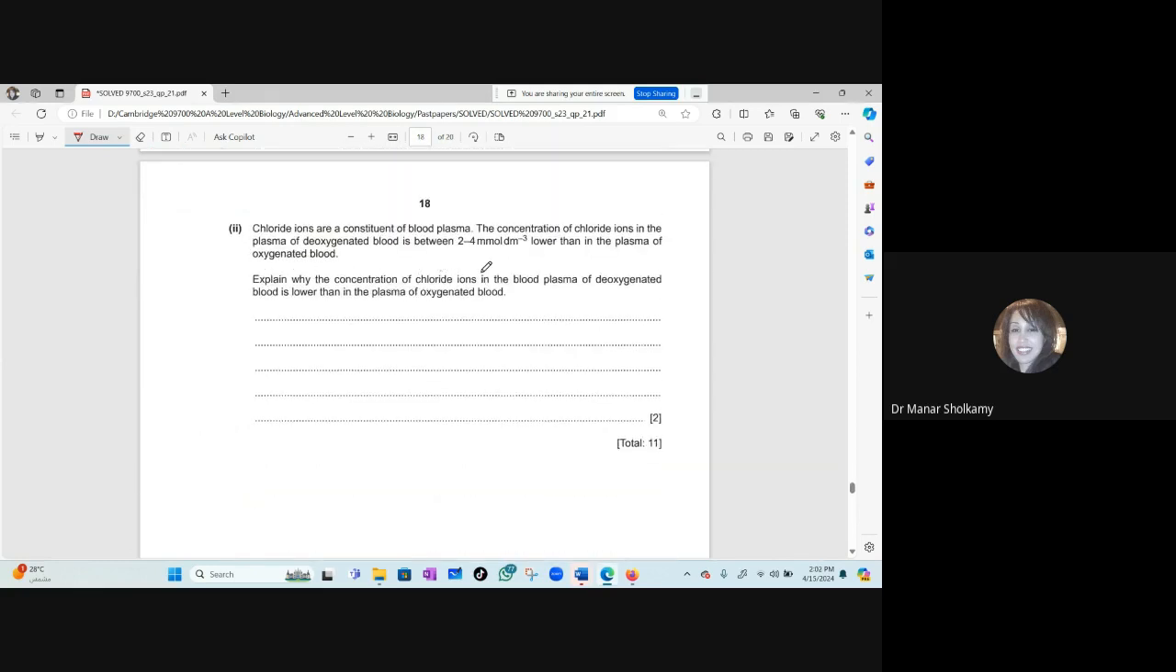Explain why the concentration of the chloride in the plasma of the deoxygenated blood is lower than in the plasma of oxygenated blood. What happens to the chloride ions? Why does the concentration of the chloride ions drop? Tell me, Mariam, where do the chloride ions go? We just answered this question.